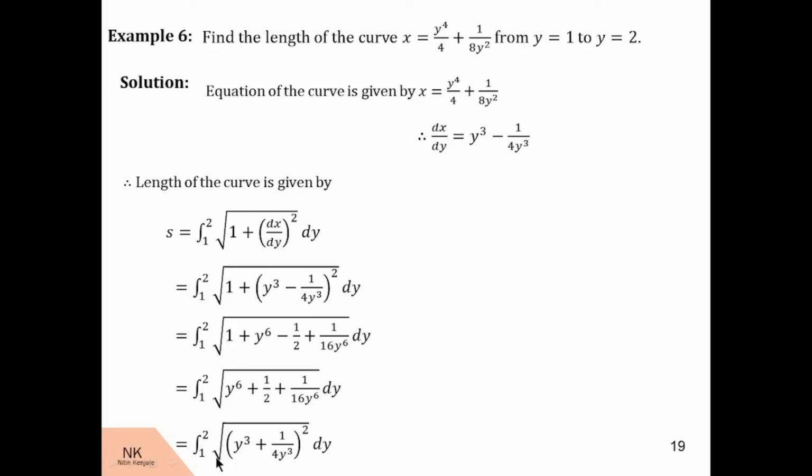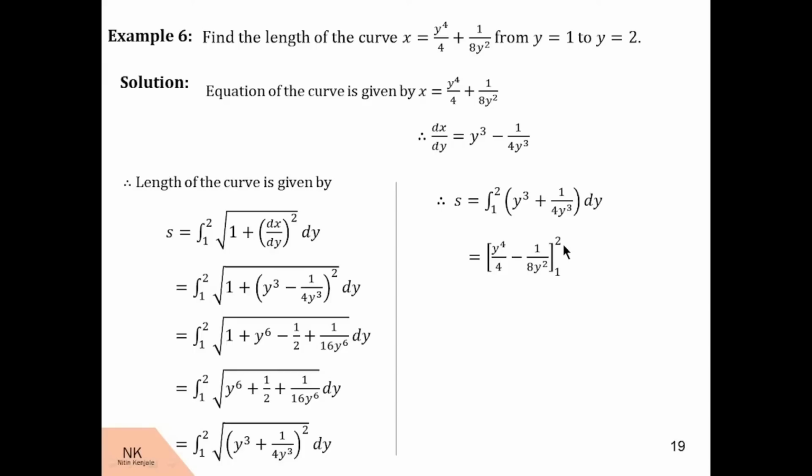Now this square root and this square will get cancelled. So we have s is equal to integral of y cube plus 1 by 4y cube dy over the limit 1 to 2. Now let's calculate this integration. Integration of y cube is y raised to 4 upon 4. This 1 by 4 is constant, we will keep it as it is. Integration of y raised to minus 3 is y raised to minus 2 upon minus 2, which simplifies to minus 1 by 8y square over the limit 1 to 2.